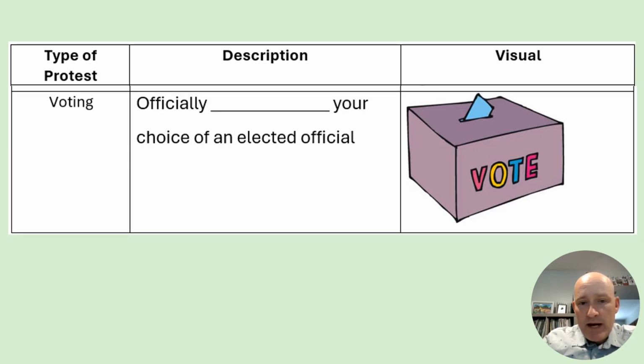One way is by voting, and that is where you officially vote for your choice of elected official, and this is a very powerful form of protest. If you don't like what somebody's doing, do not vote for them in that next election. Vote for somebody new. You have a choice.